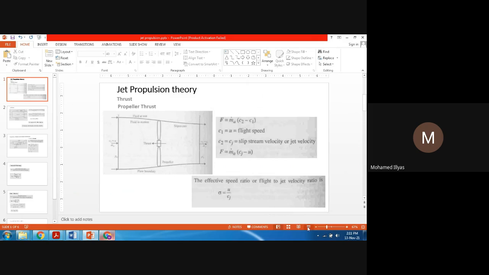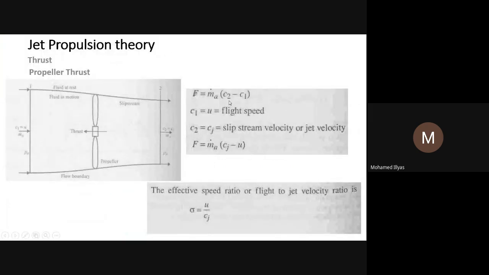F equal to m into a, mass into acceleration, that we use for solids. Like in our engineering mechanics and dynamics, we have studied Newton's second law of motion. Here we don't have any solids; it is fluid. So when it is a fluid, mass becomes mass flow rate. Then we'll have only velocity, correct? No need of acceleration, because mass flow rate is in kg per second and velocity in meters per second.